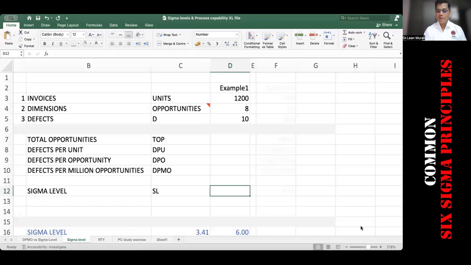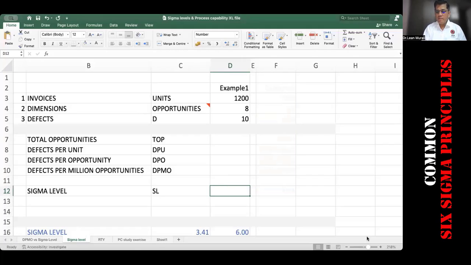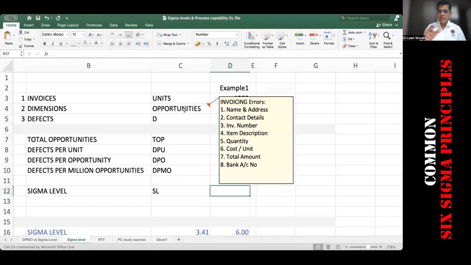People know what all problems will come in the invoice, calculation, all that. Okay, fine. Now, I'm going to say that is called opportunity. Can you see? Now, I wanted each and every one of you to tell me what all the opportunities in the invoicing error you see on the screen. How many do you see on the screen?